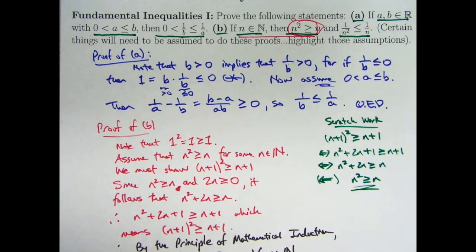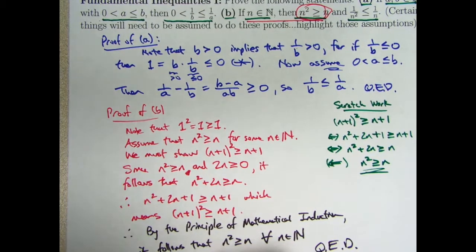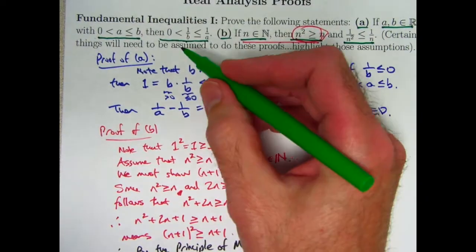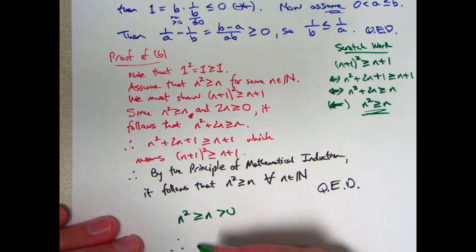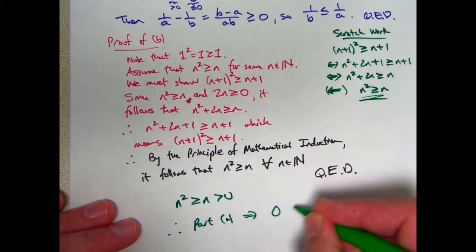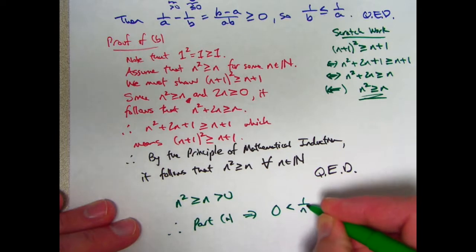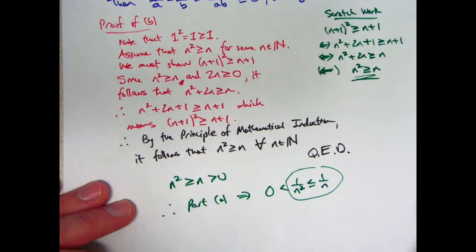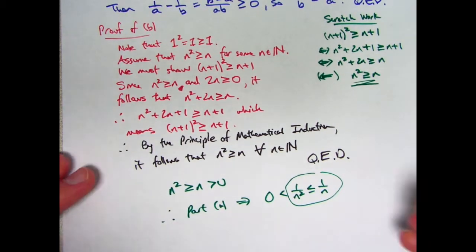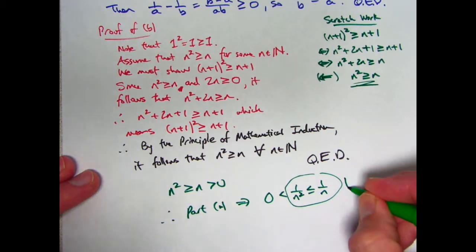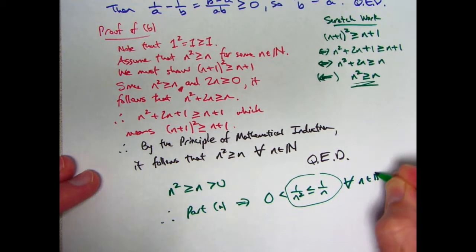And both of those things are positive. N squared is greater than or equal to n, which is bigger than 0, right there. Therefore, by part A, that implies that 0 is less than 1 over n squared is less than or equal to 1 over n, although we were only focused on proving that part of it. That follows and doesn't need to be proved by induction because I'm using what I just proved and also part A for all natural numbers n.